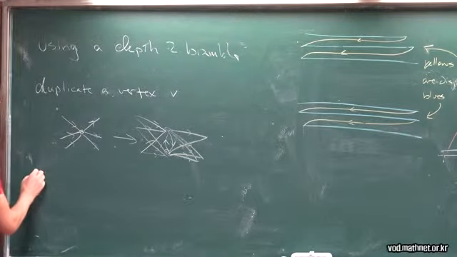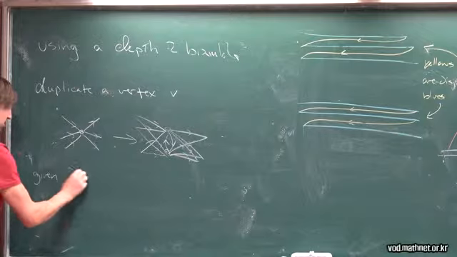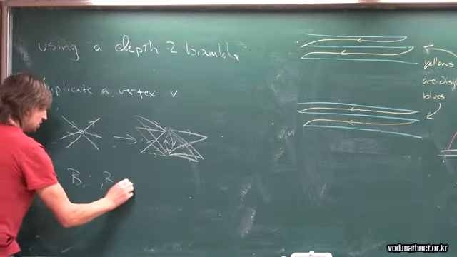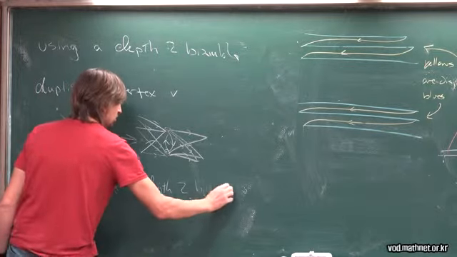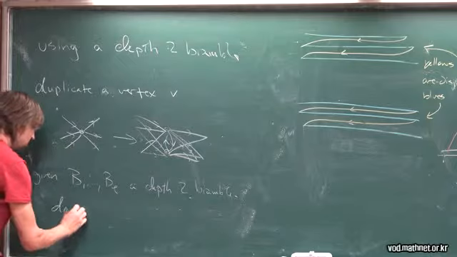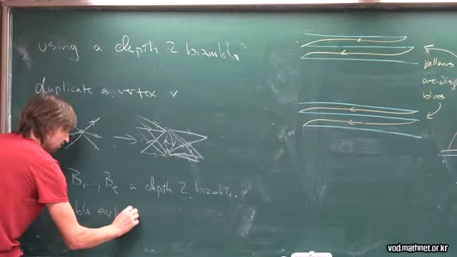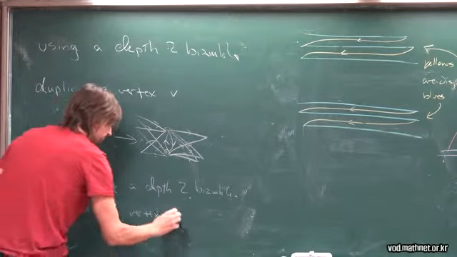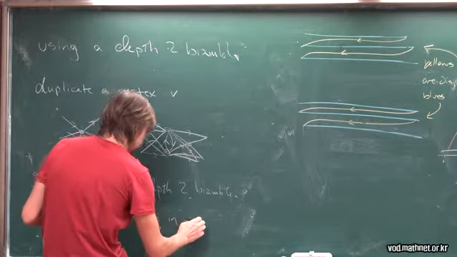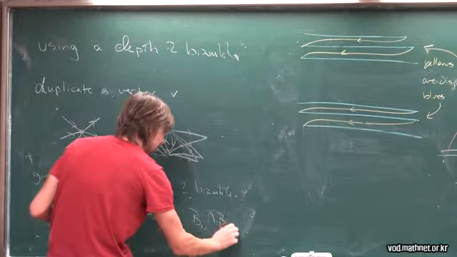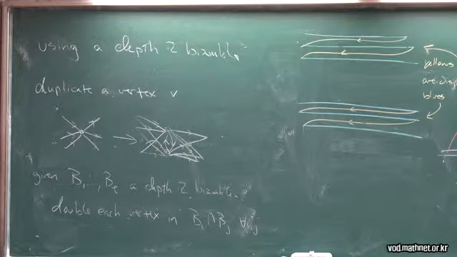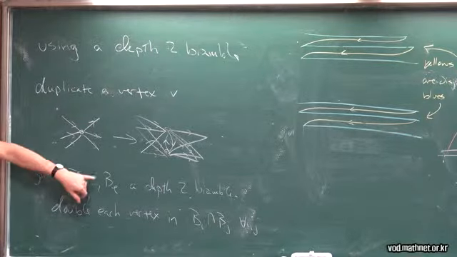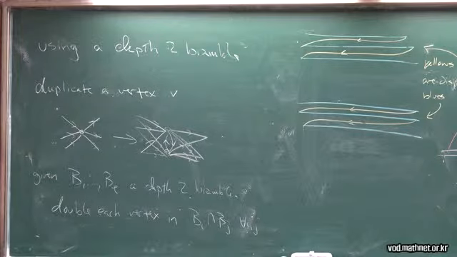Okay, so given the depth 2 bramble, if we double each vertex in B_i intersect B_j, row i and j. So if I double each vertex which is shared by 2 of these sets B_i, right? In the end, I'm left with genuinely pairwise vertex disjoint, strongly connected subgraphs.